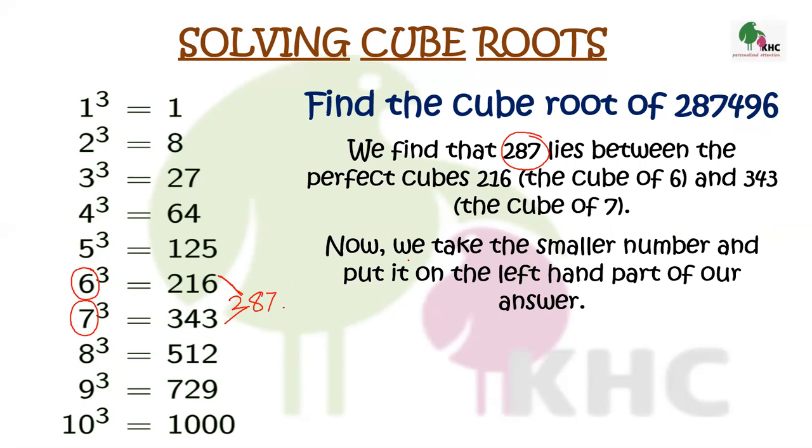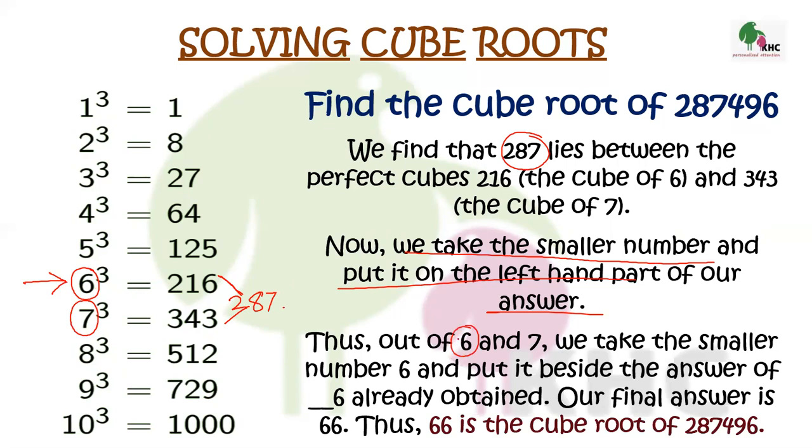Always remember, in these cases we prefer the smaller number, and we put it on the left hand part of our answer. So out of 6 and 7, 6 is smaller, so we put 6 as the left hand part of our answer. Therefore 66 is the cube root, because we had already obtained 6 previously. Therefore 66 is the cube root of 287496.